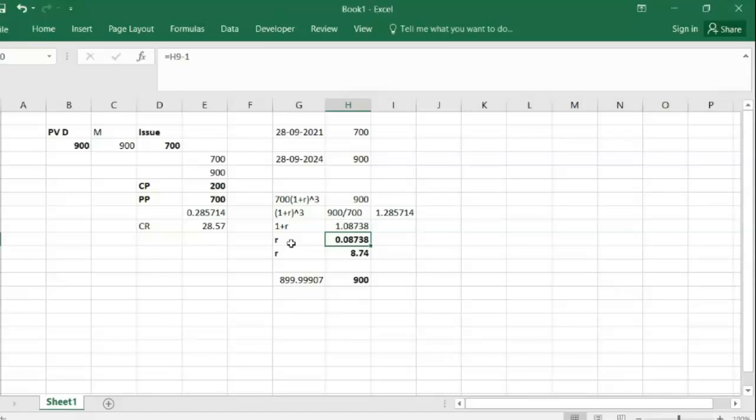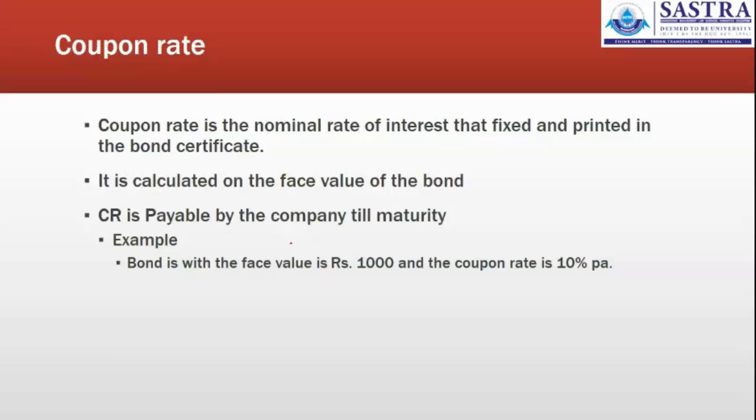Let's say, for example, the inflation prevailing in the market is about 6%. We can say 7.8 or 7.9 is a coupon rate which may be applicable for the instrument, because the remaining parts are the inflationary adjusted effects. The nominal interest rate is calculated, fixed and printed in the bond certificate.